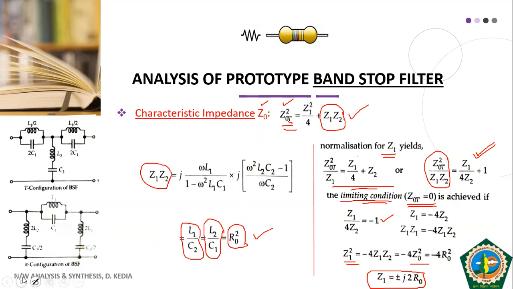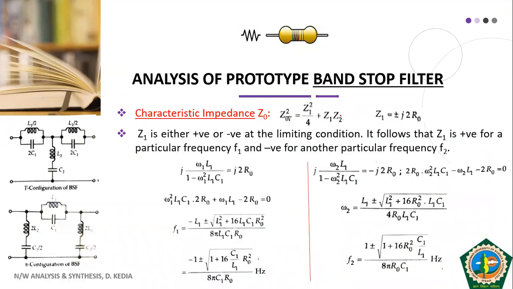Now let us see further. This is what we have obtained from the characteristic impedance by applying the limiting condition, that is, Z1 equal to plus minus j2 R naught. Now we will assume that Z1 is positive for F1 and Z1 is negative for F2. This is how we are defining things: the limiting condition is at 0. On this side we are saying Z1 is positive, and on this side we are saying Z1 is negative. So we will take both the conditions, positive as well as negative.